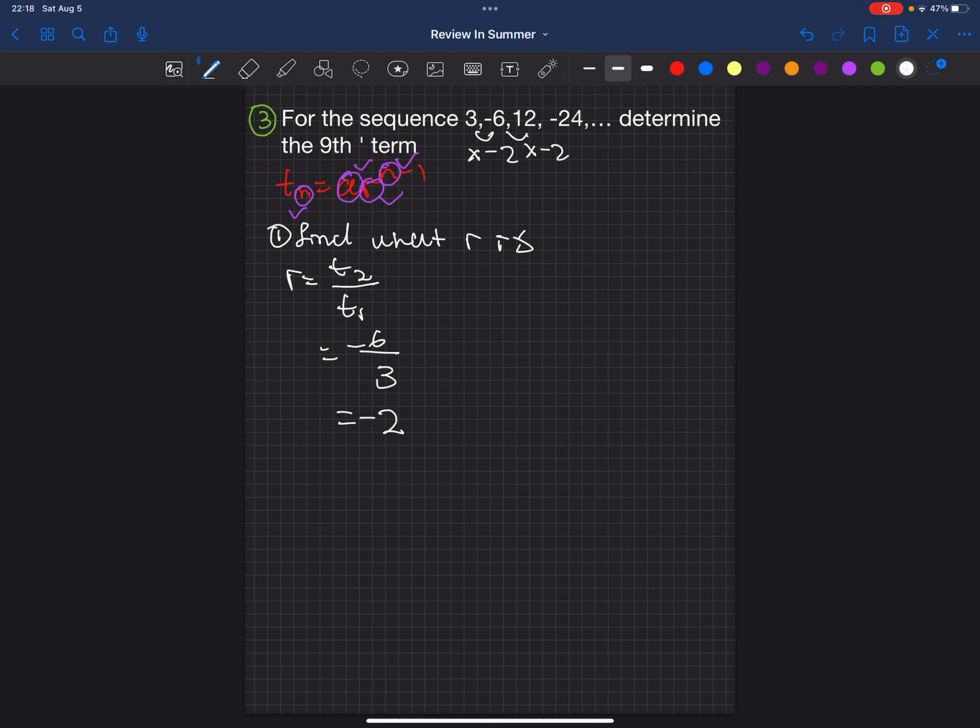So now that we know the ratio, we know what a is. We know a is 3, we know the ratio is -2, and we know n is 9. Therefore, let's just write down our answer. It's going to be Tn is equal to 3 times -2 to the power of 9 minus 1. So it's going to be 3 times -2 to the power of 8. And that gives us, let me check, I believe it's 768.